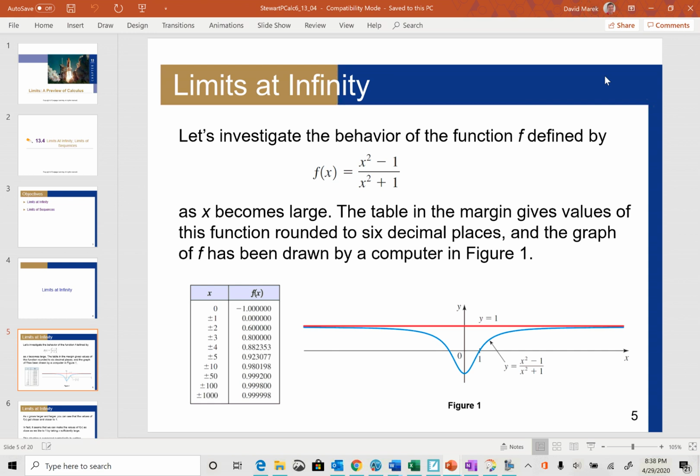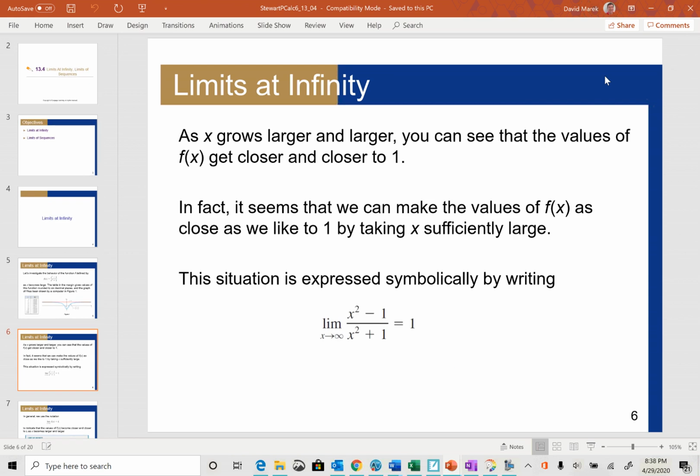What's happening? Okay, as x grows larger and larger, the values of the function get closer and closer to 1. In fact, it seems like we can make the values of f of x as close as we like to 1, depending upon what degree of accuracy you want, just by taking a value of x that's big enough. So this situation here is symbolically. Now again, small details here. It's the limit as x approaches infinity.